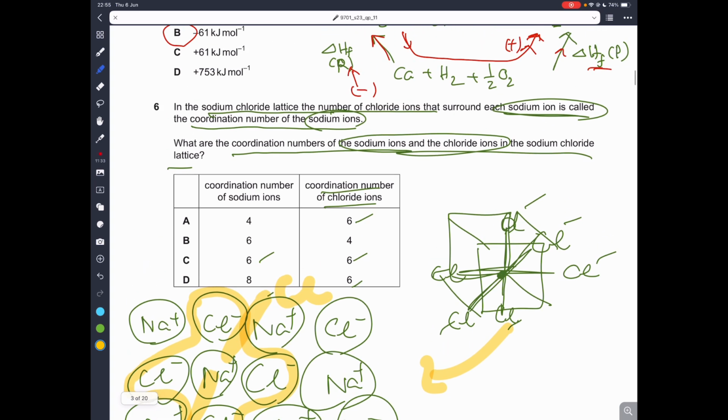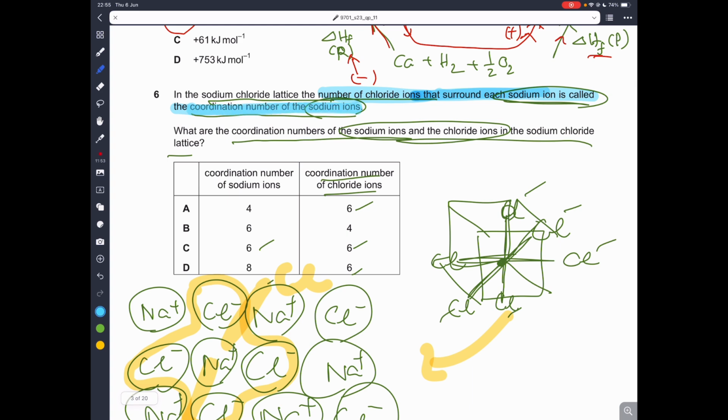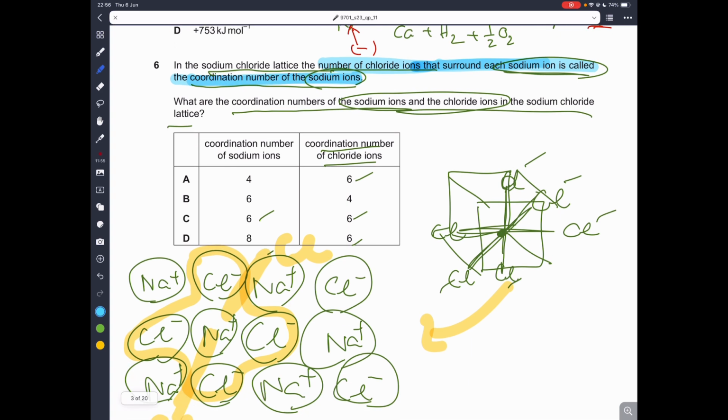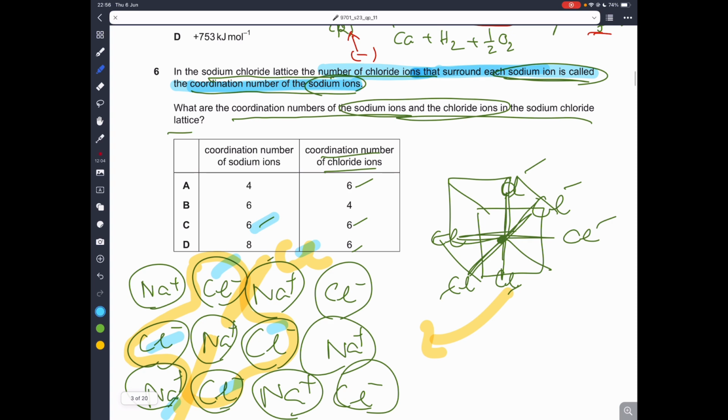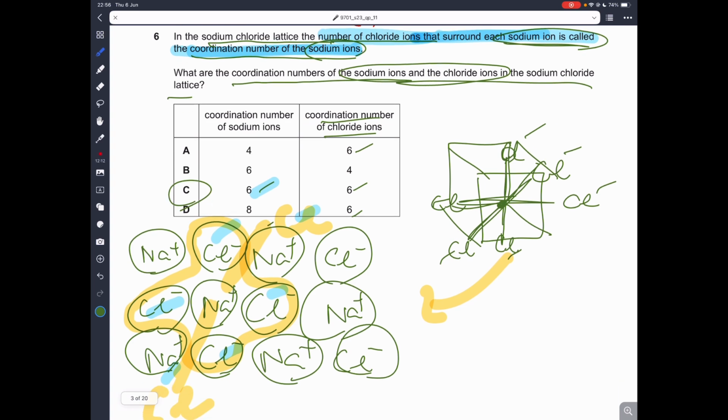Right. Now if we read the question carefully, the clue that we are given is that the number of chloride ions that surround each sodium ion is called the coordination number of sodium ions. Right. So the coordination number of sodium ions is the same as the number of chloride ions that surround each sodium ion. So there are 1, 2, 3, 4, 5, 6. Therefore, there are 6 chloride ions. Okay? And therefore, the correct answer should be C. I hope you get that.